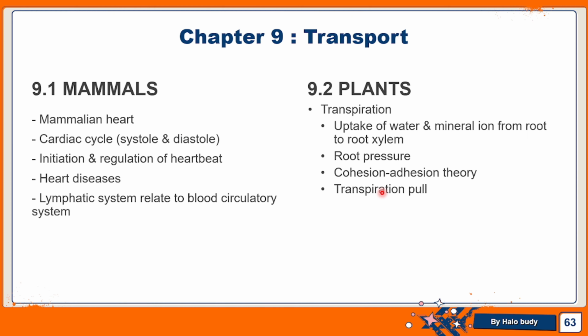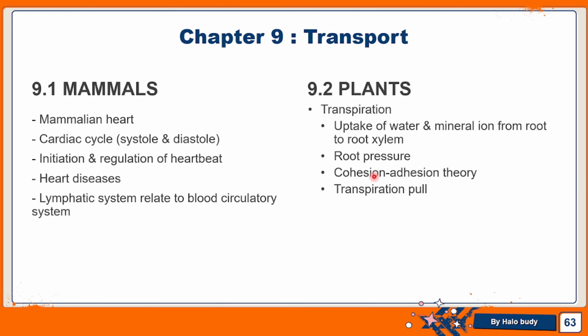Especially the secondary woody plant in the forest, the plant can be up to 100 meters tall. So how can the water and mineral ion from the root be transported against gravity up to the leaf? This one is one of the properties of water that you already learned in Sem 1. So you need to apply it here. What you learned about the properties of water, you need to apply here. Don't think that you already learned about water in semester 1 and then forget it.